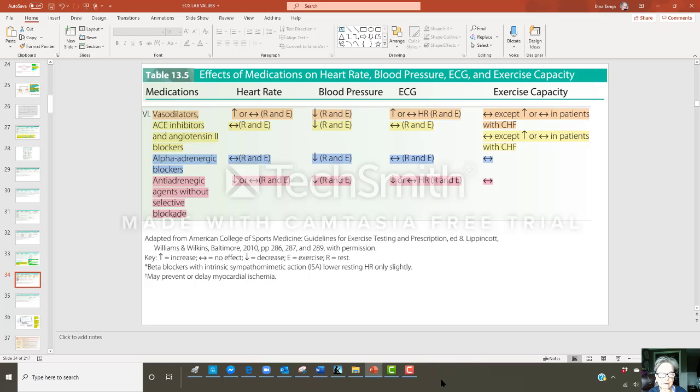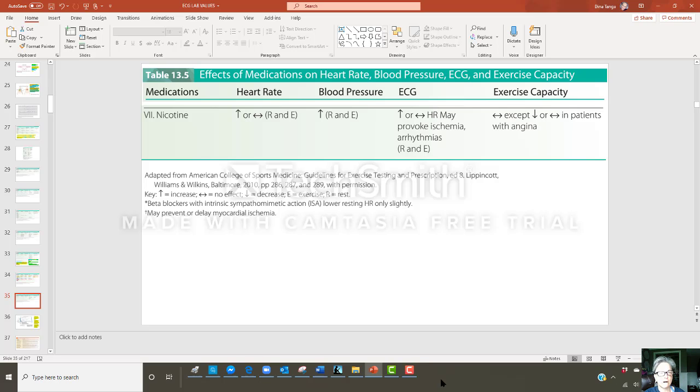Anti-adrenergic agents without selective blockage will decrease heart rate or have no effect at rest and during exercise, will decrease blood pressure at rest and during exercise, heart rate will be decreased at rest and during exercise or no effect, and will have no effect on exercise capacity.